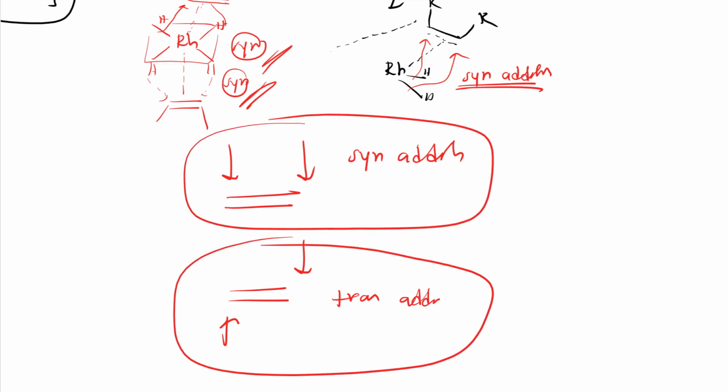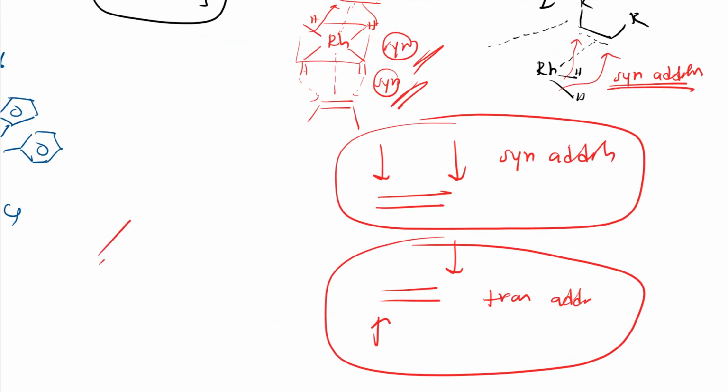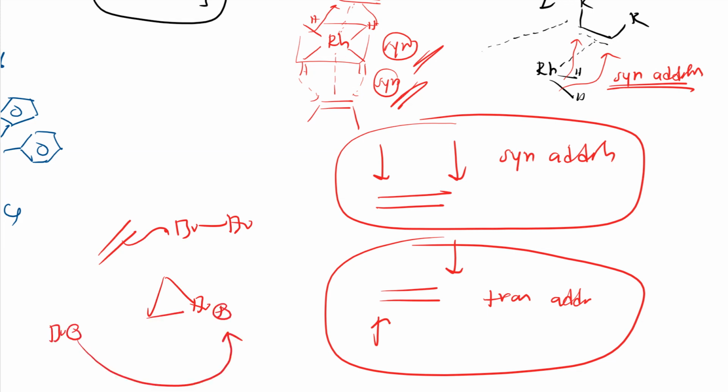For example, see here, I have this alkene, and to this I add Br2. It will form a bromonium ion, because of which Br minus can't attack from above, because bromine has a lone pair and there will be repulsion, so it will attack from below. So I'll get this kind of product, one Br below, one Br above. This kind of addition is called trans addition.